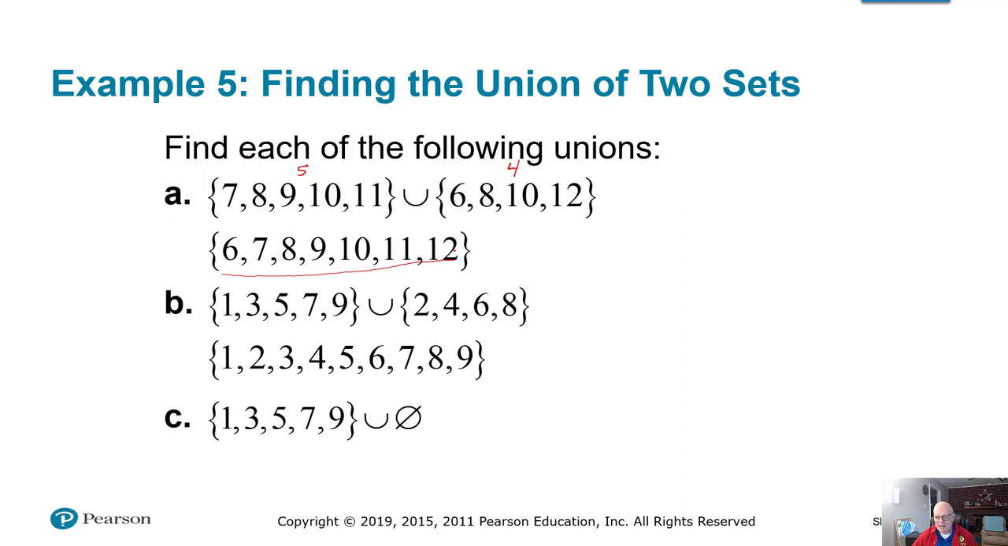Okay, here's that empty set again coming back to challenge you. What's the union of the set that has 1, 3, 5, 7, 9 with the empty set? You ready? Because you want everything that's in either set. And of course it's the first set, because the empty set doesn't add anything to that original set.